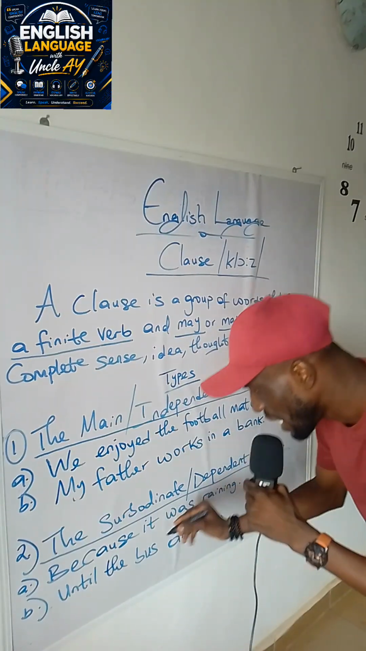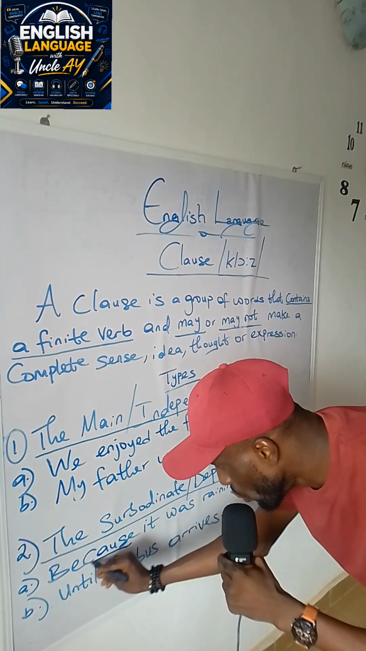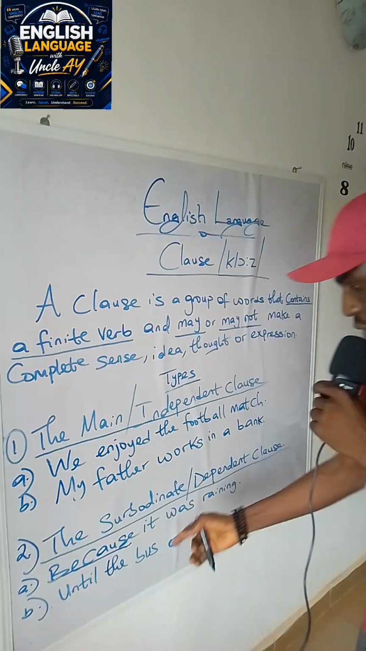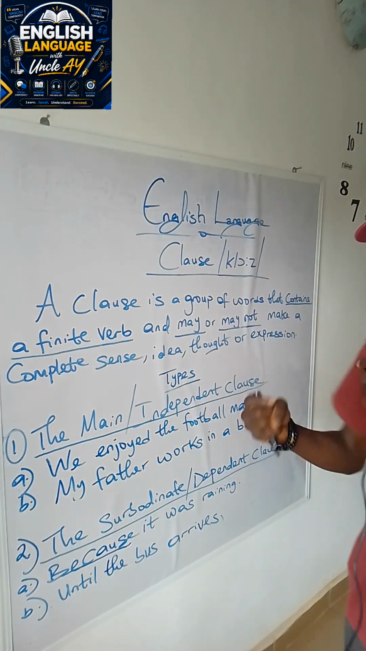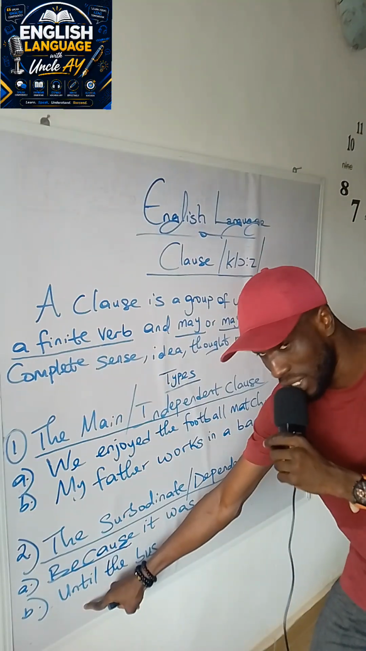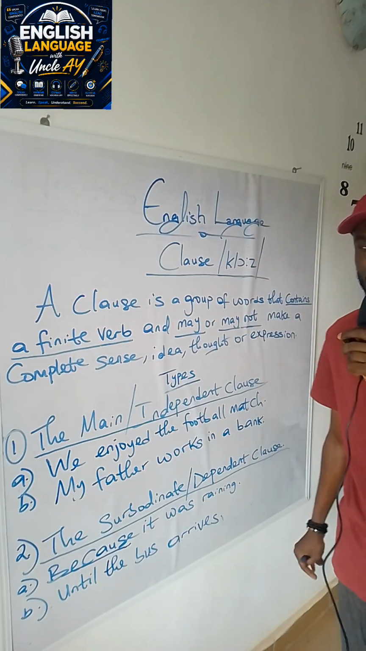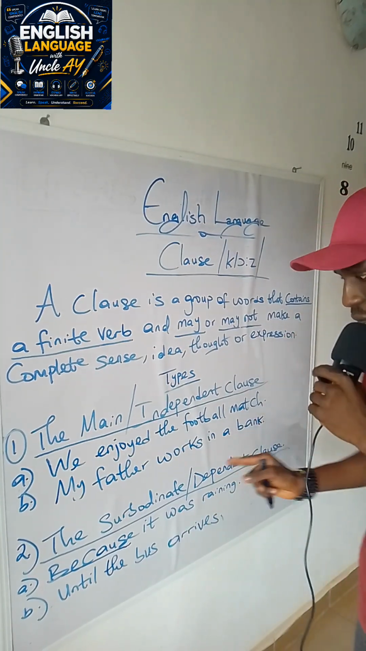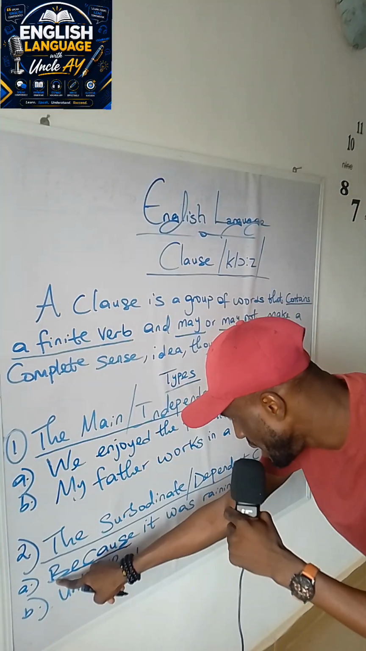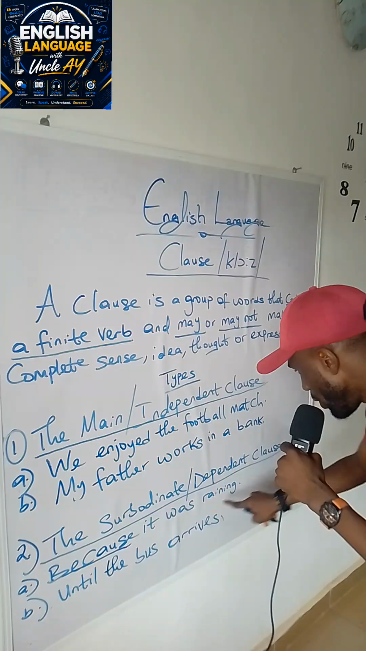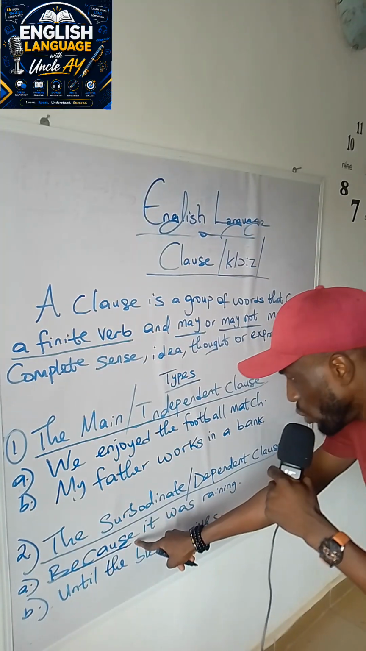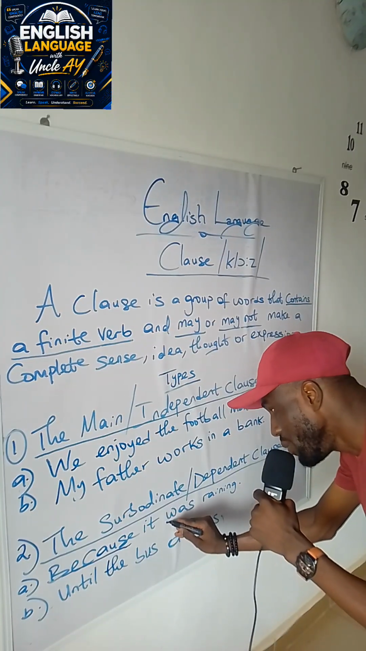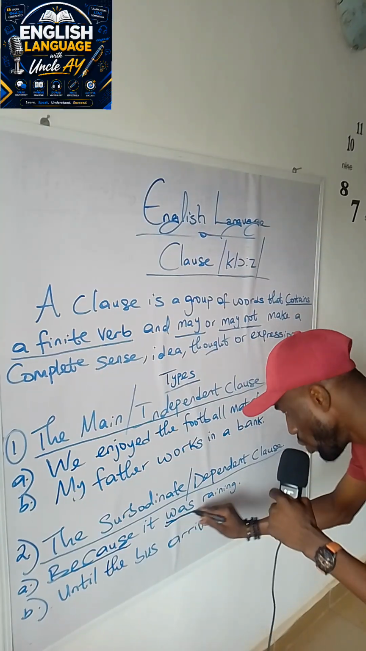And also because it starts with this particular word, because. Yes, there are so many examples of words that introduce a subordinate clause. Other examples are until, which, whose, that, although, and so on and so forth. So this right here is a subordinate or dependent clause because it is not able to make a complete expression despite the fact that it possesses a finite verb in was raining.